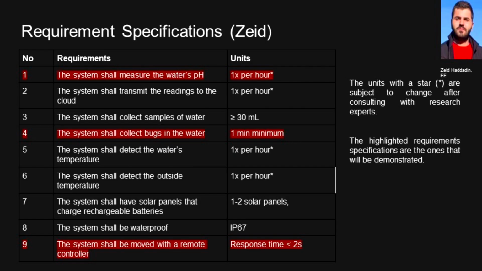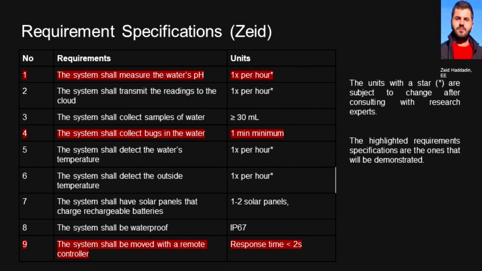Requirement specifications. Our system has been carefully developed to meet specific requirements, and during this presentation we will focus on three key features that will be demonstrated: pH measurement, bug collection, and remote-controlled movement. Firstly, our system is equipped with a highly accurate pH sensor capable of measuring the pH level of water. With regular measurements conducted every hour, we obtain valuable data regarding the water acidity or alkalinity.